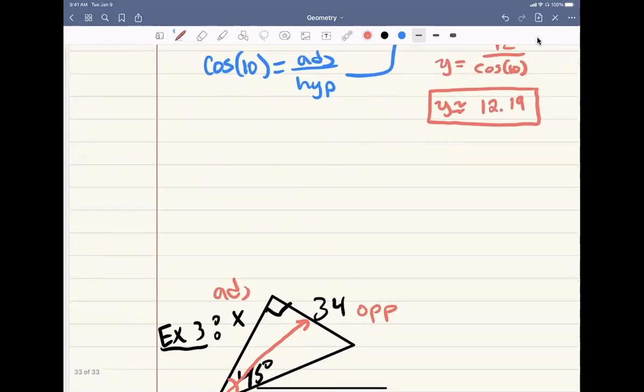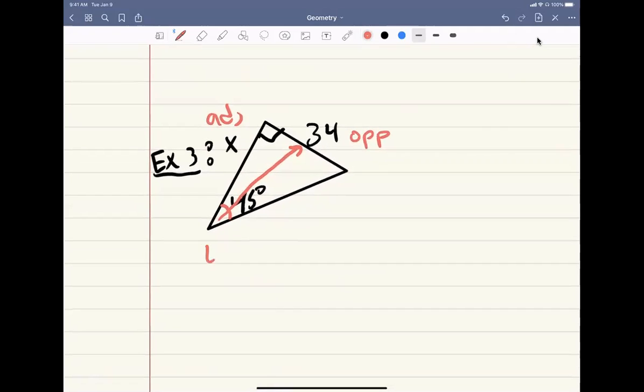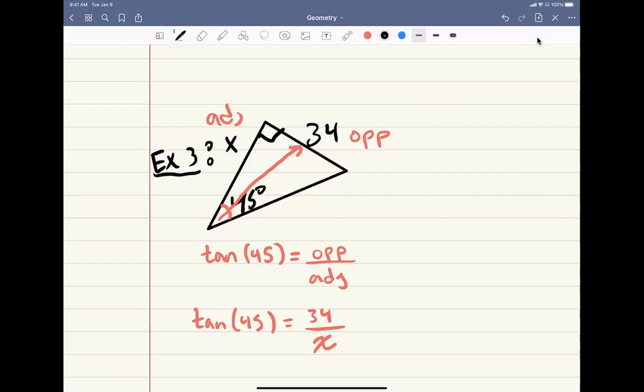So if we go to problem number 3, we know that the tangent of 45 is going to be equal to the opposite over adjacent, right? Which we can rewrite as the tangent of 45 is equal to, we're looking for opposite, so that's 34 over adjacent, which is x. Once again, this is on the bottom because of the way our fraction worked out. It's okay. Sometimes you'll get x on top, sometimes you'll get x on the bottom.